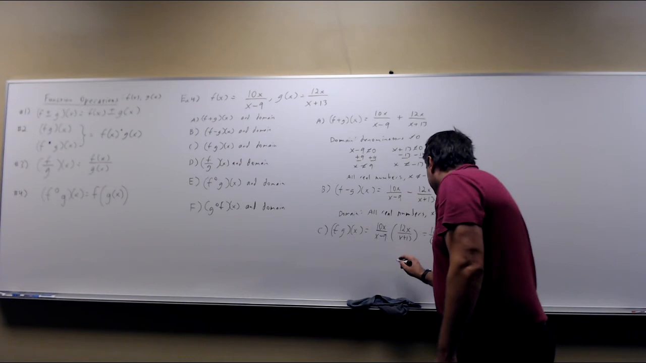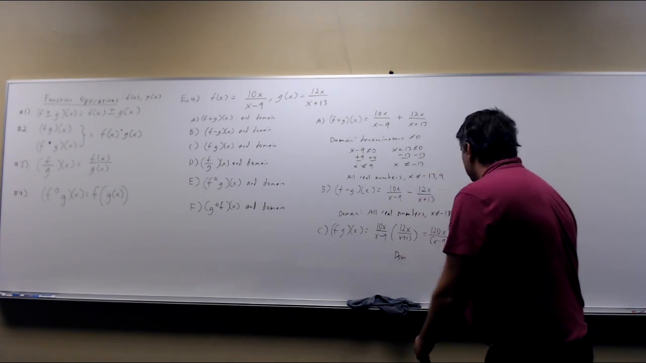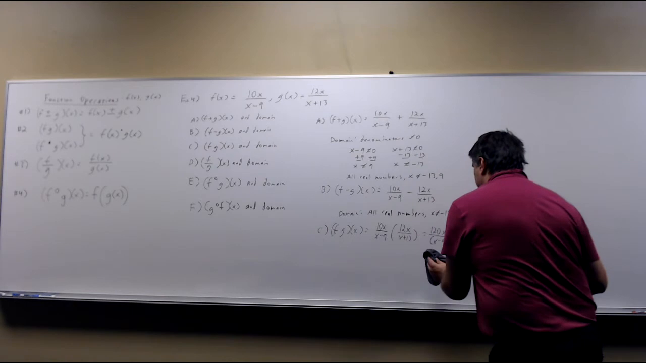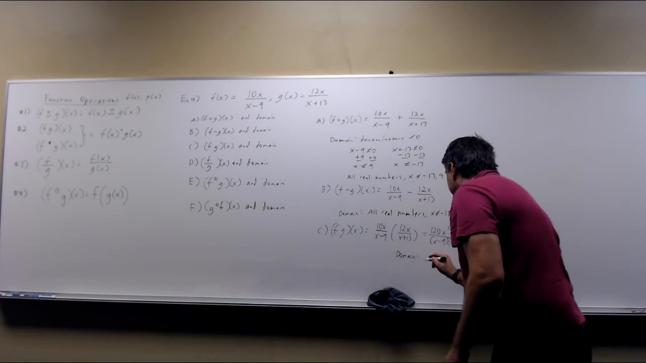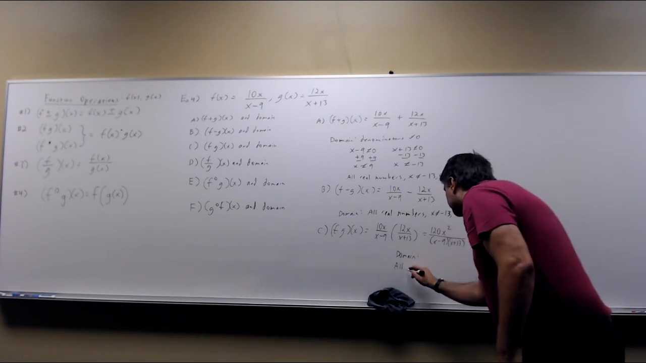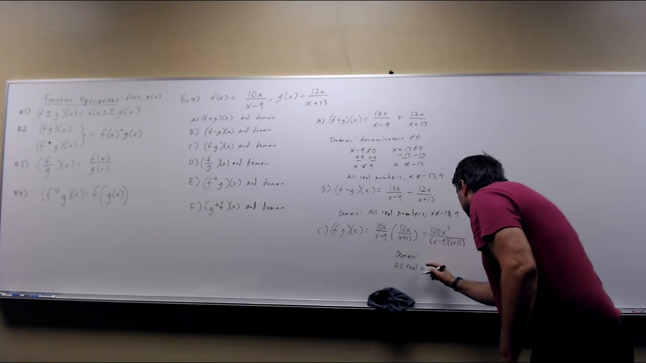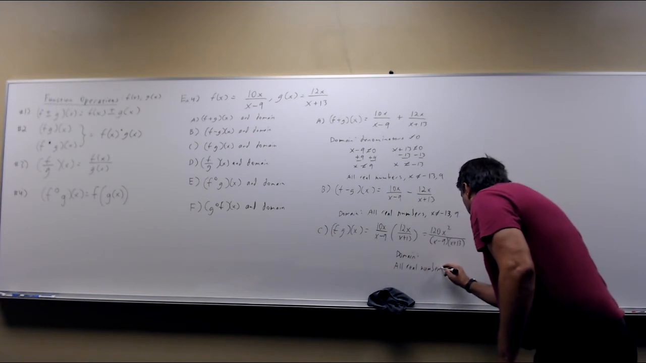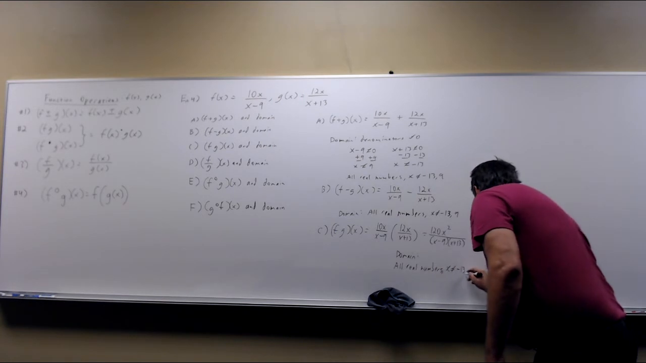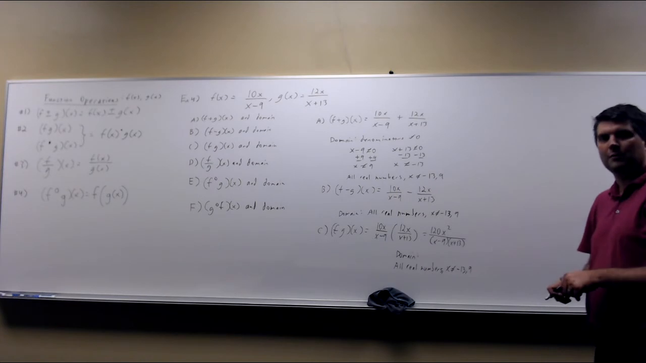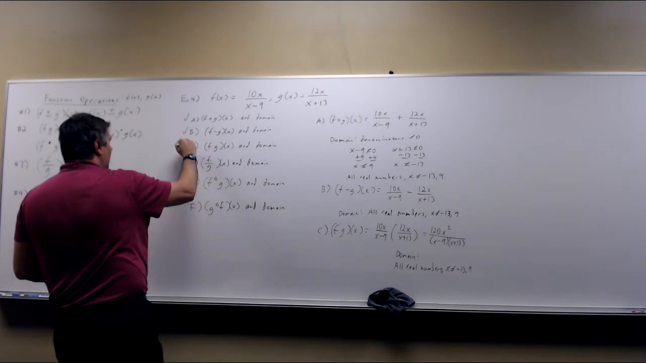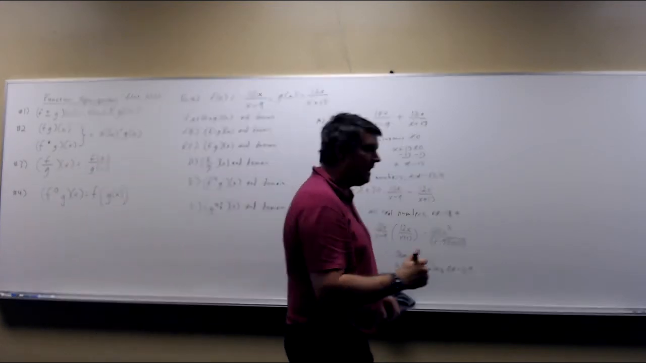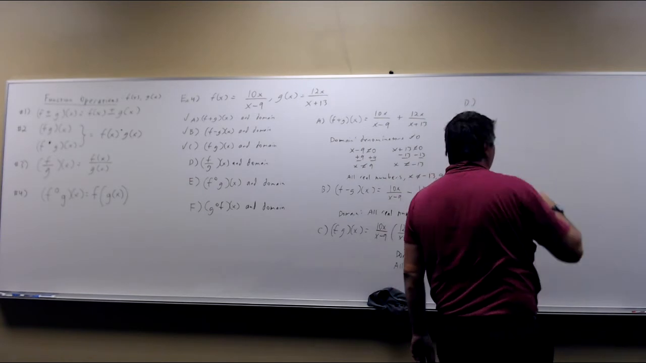Okay? Domain. So the domain, same as before. All real numbers with the exception that x does not equal negative 13 or 9. Okay? So we have done A, we've done B, we've done C. D is where things start to get complicated.